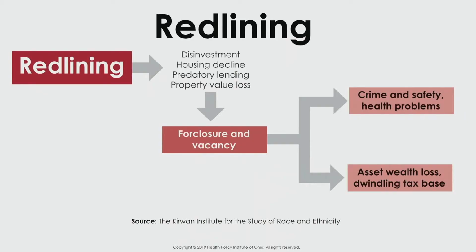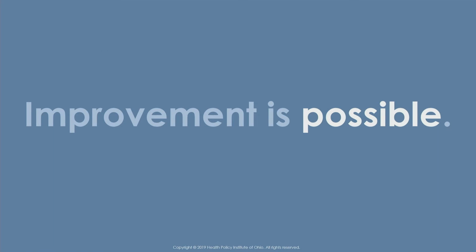And this is just a redesign of a flowchart from the Kirwan Institute for the Study of Race and Ethnicity that traces the short, medium, and long-term impacts of redlining on communities that received a low grade. But the good news is here, improvement really is possible.